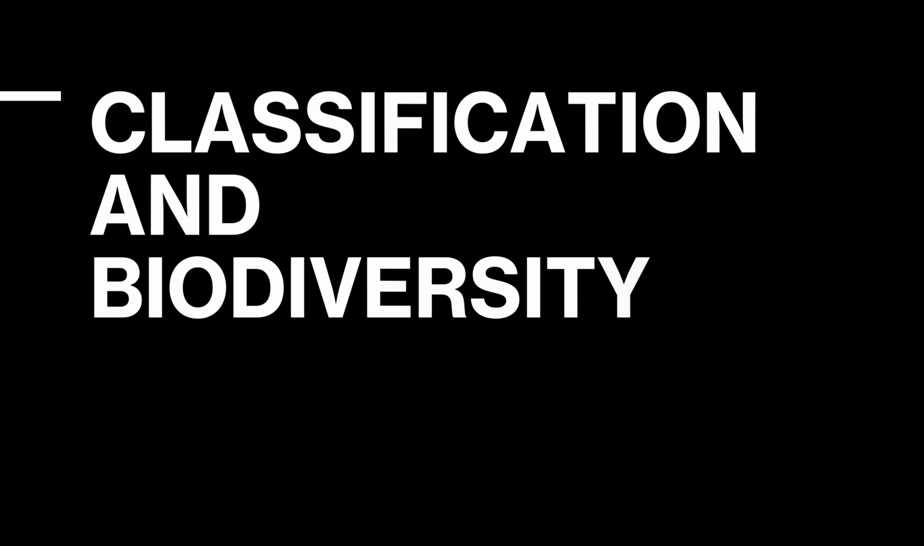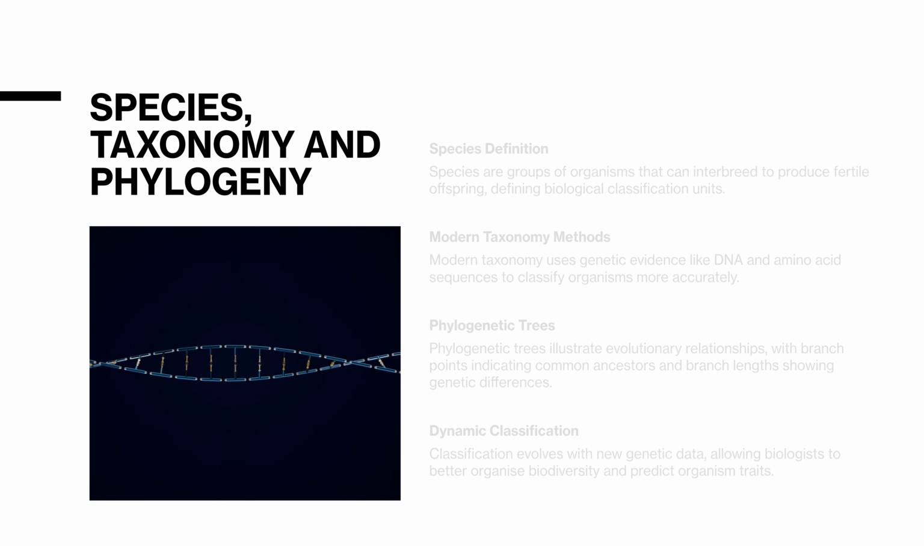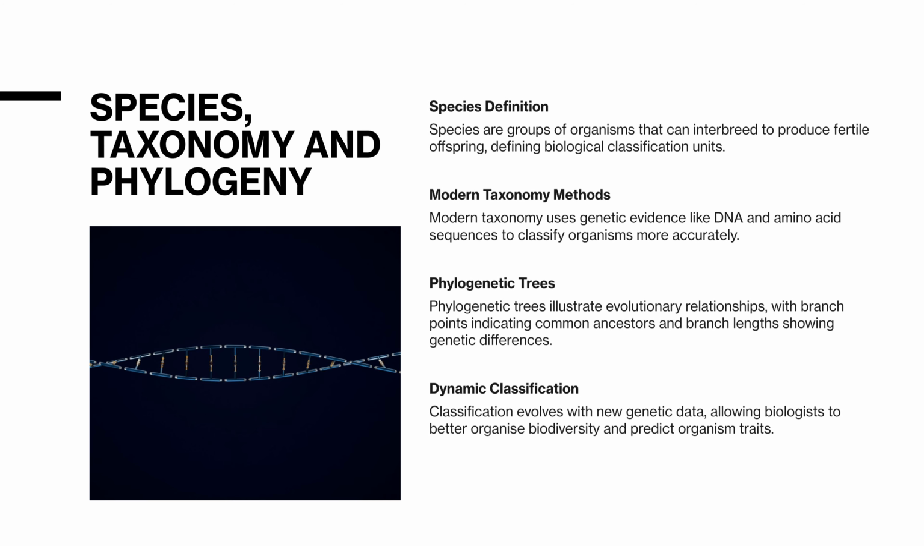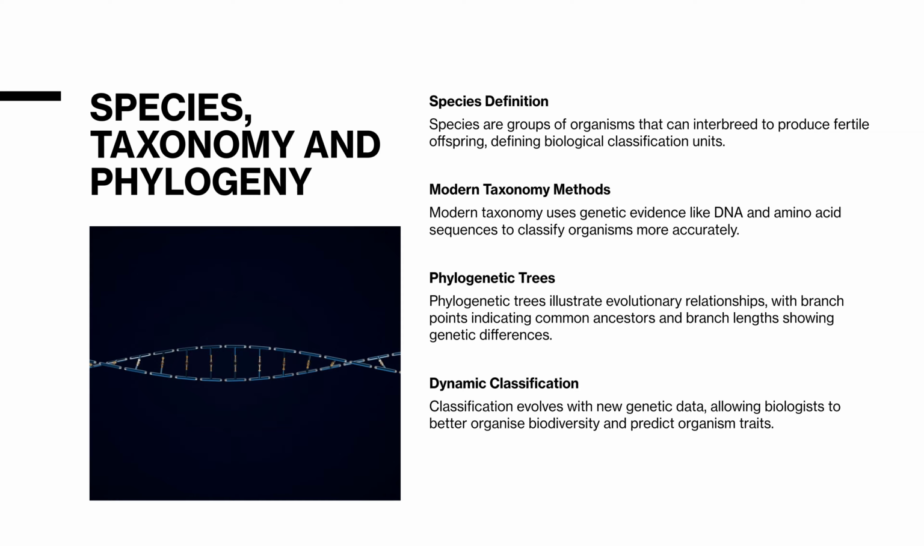Species, taxonomy, and phylogeny, measuring biodiversity within a community. A species is defined as a group of organisms that can interbreed to produce fertile offspring. Classification is the process of organizing organisms into hierarchical groups based on shared characteristics. Traditional classification systems relied on observable features, but modern taxonomy increasingly uses genetic evidence, such as DNA base sequences and amino acid sequences, to determine evolutionary relationships. Phylogenetic trees are diagrams that show the evolutionary relationships between species, with branch points representing common ancestors. The length of branches can indicate the degree of genetic difference.